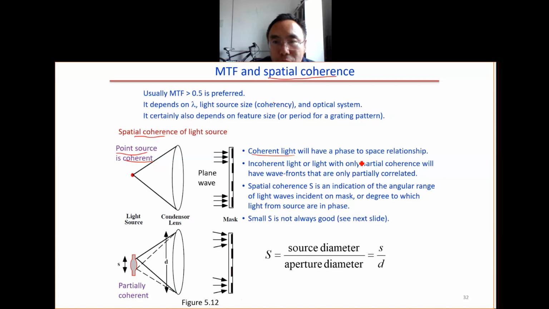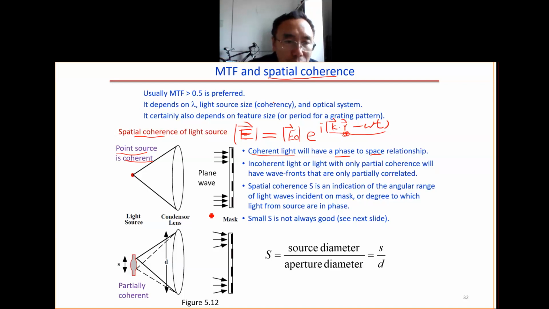Coherent light has a phase-to-space relationship. If we talk about the electric field component of the electromagnetic wave, it is given by the amplitude E times e to the i(k r minus omega t). This part is the phase, and r here is the space. So we have a well-defined phase and space relationship.